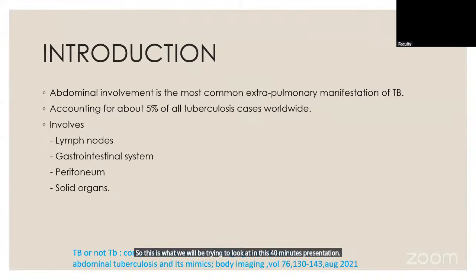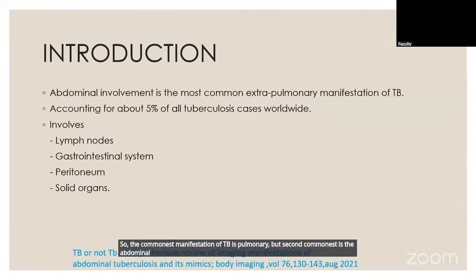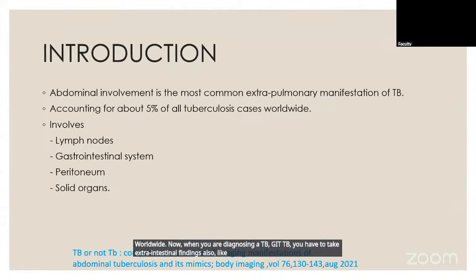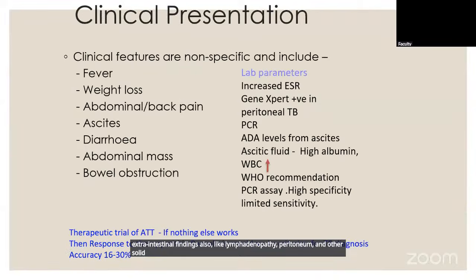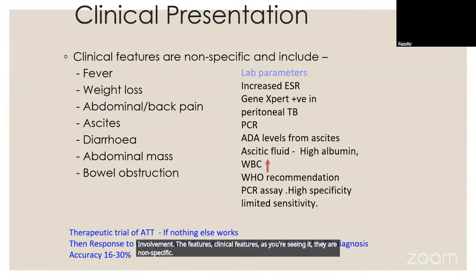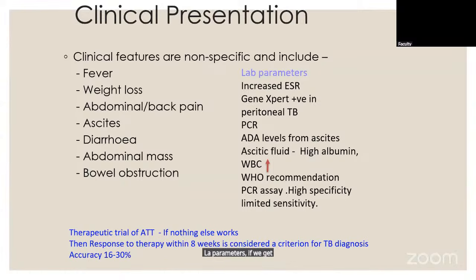The commonest manifestation of TB is pulmonary TB, but the second commonest is the abdominal involvement, accounting for around 5% of tuberculosis cases worldwide. When you are diagnosing GIT TB, you have to take extraintestinal findings also, like lymphadenopathy, peritoneum, and other solid organ involvement. The clinical features are non-specific. Among lab parameters, if we get GeneXpert for peritoneal TB, it will be fantastic.